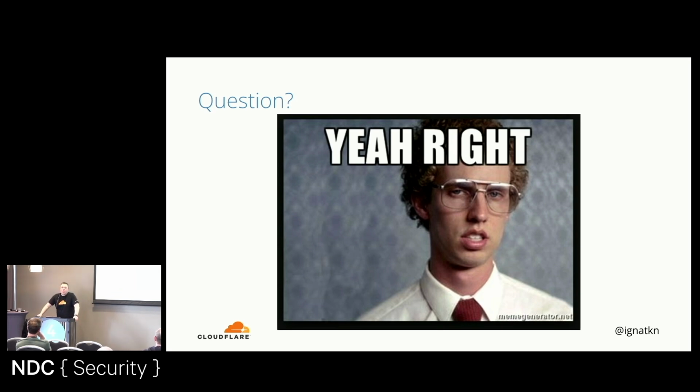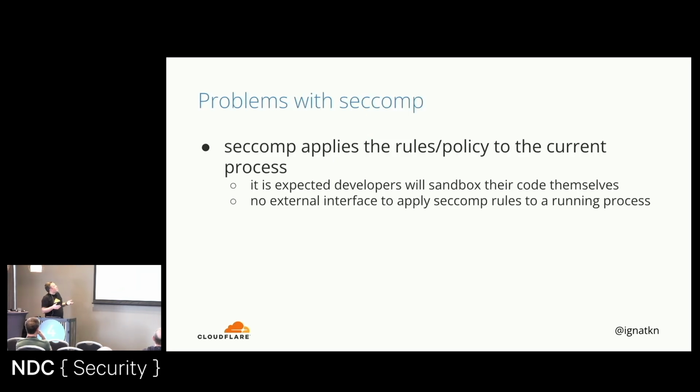This is the last thing people want to do when they write their code. And on top of that, not everyone writes in the C language and even understands system calls. You will usually use, I don't know, a JVM, and good luck figuring out which system calls it uses when you write your code. So the fundamental problem with seccomp is that seccomp can only apply the rules or policy to the current process. So your process needs to apply it to itself, and it is expected that developers will sandbox their code themselves, right? And there is no external interface in Linux to apply a seccomp policy to an already running process.